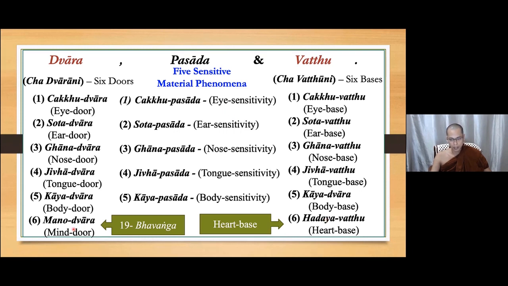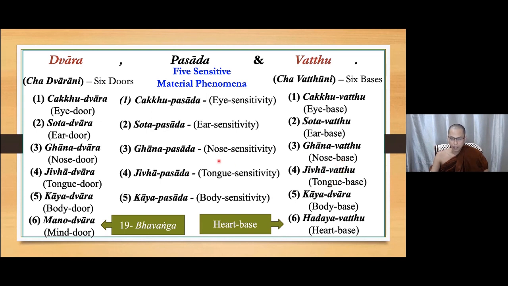So Mano Dwara and Hadaya Vatthu. In the case of the door, it is Mano Dwara, the mind door. So Mano Dwara refers to the 19 life continuums, Bhavanga. We already studied the Bhavanga in the Compendium of Function, Kicca Sangaha, in lesson 28. Then the heart base, Hadaya Vatthu. For the heart base, it is a little bit complicated because it is not mentioned in the Pali Canon itself. Later we will focus on that in the section on the six bases.